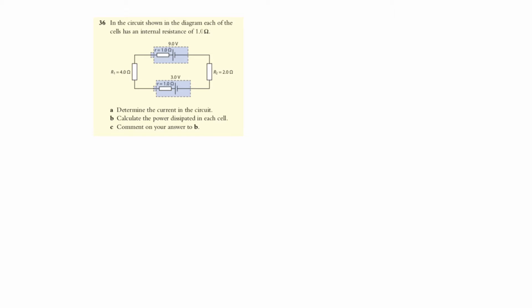Now, let's have number 36. In the circuit shown in the diagram, each of the cells has an internal resistance of 1 ohm. So here we're going to have 1 ohm, and here we're going to have 1 ohm. However, this cell is 9 volts, and this one is 3 volts, and we're going to have an R1 of 4 ohms and an R2 of 2 ohms.